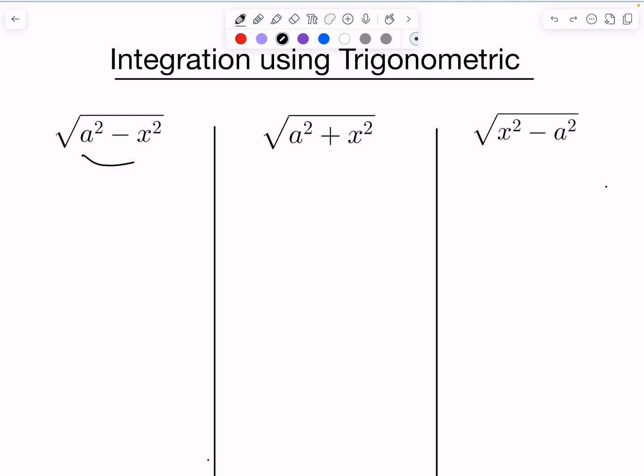So this one is actually related to sine. All these three are related to trigonometric functions, or we could say identities in general. For example, this one is related to 1 minus sine squared theta, which is cosine squared theta. Okay, this is of the same form. 1 minus x squared, 1 minus sine squared, or a squared minus a squared sine squared. Something like this. Okay, now we're gonna set x to be equal to a sine theta.